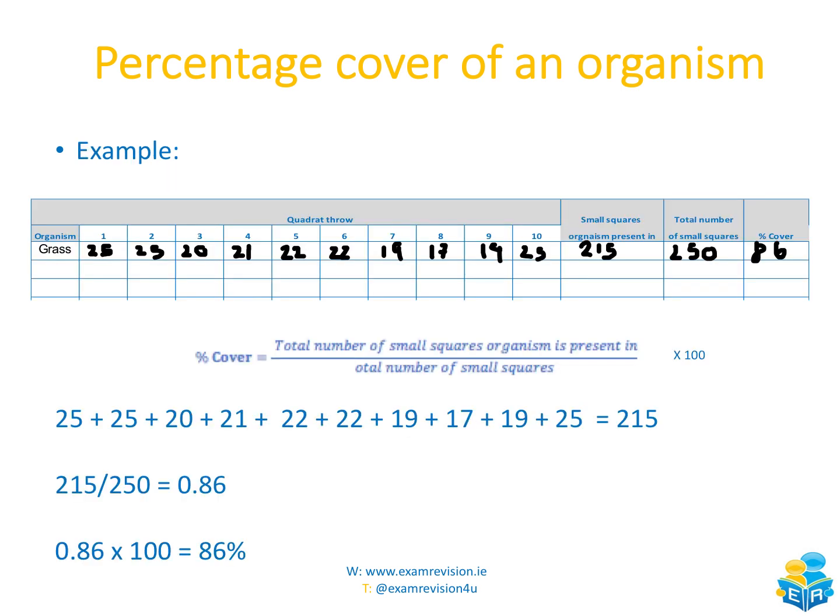Now, we can see another example here. So we counted the number of small squares this particular organism was present in. It was grass in this case. That particular plant, so in total it was present in 215 small squares. There's 25 small squares in the quadrat. We threw it 10 times, so in total there was 250 small squares. But we could do the same thing for a daisy. Let's say, for example, we had a daisy. We'll throw in some numbers here. This is the number of small squares it was present in.